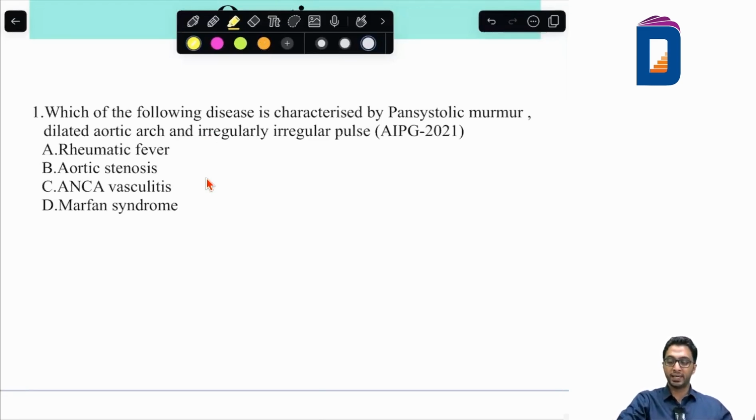So which of the following is characterized by pansystolic murmur, dilated aortic arch, and irregular pulse? One disease. Okay, pansystolic murmur. You know it very clearly now. Okay, it is Marfan syndrome. I'll come to that. We have to discuss Marfan syndrome in a little bit of detail. But what is the key here? What is the most important cardiac feature of Marfan syndrome?